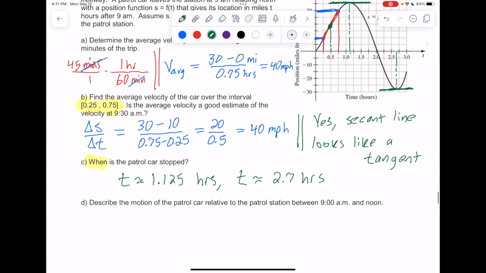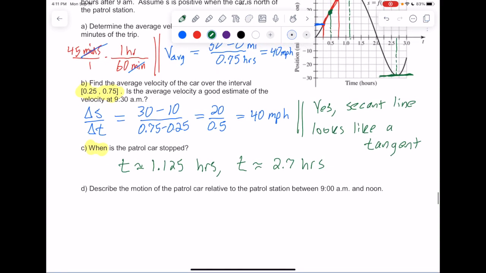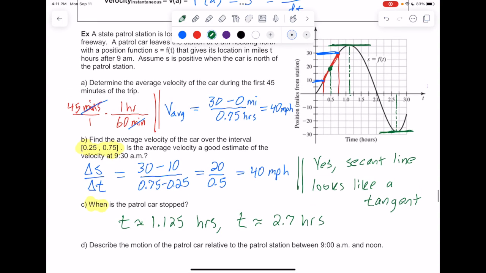All right, one final question to wrap this one up. Describe the motion of the patrol car relative to the station between 9 a.m. and noon. All right, so 9 a.m. to noon is the whole pathway. So what happens? We start at the station because our distance is 0. And then we're moving north because we're getting this positive distance.